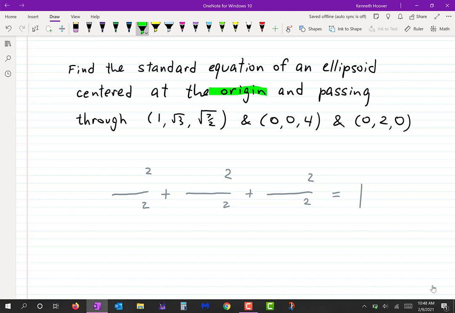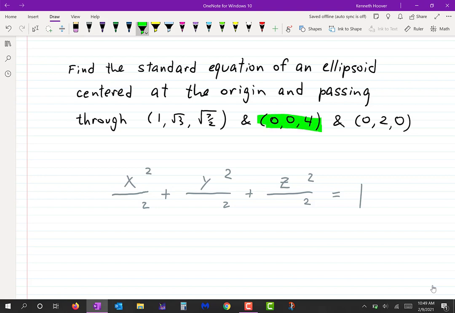Now, centered at the origin tells us that on the top we're just going to have x squared, y squared, z squared. It's x minus 0 squared, y minus 0 squared, z minus 0 squared, because the center is 0, 0, 0. Okay, now let's look at those three points.